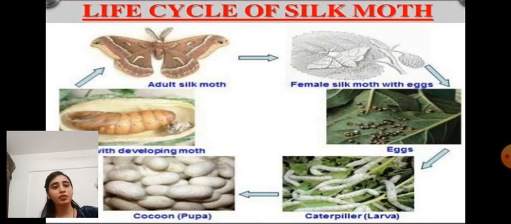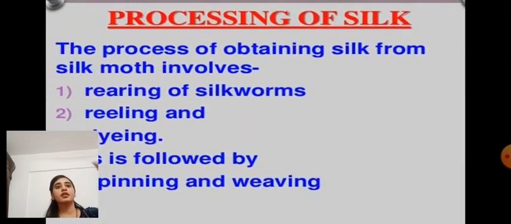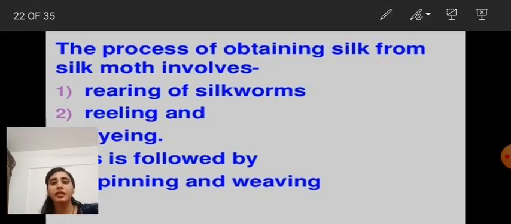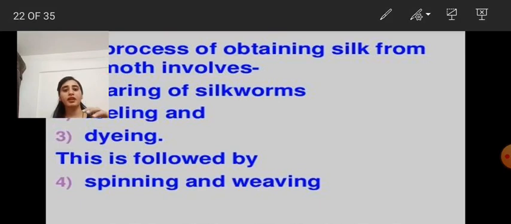How this converts into an adult silk moth. Okay, now next is production of silk, which means processing of silk. Processing of silk is done by different methods. First one is rearing of silkworms, which means to obtain cocoons, rearing of silk moth is done. After that, reeling, then dyeing, followed by spinning and weaving.